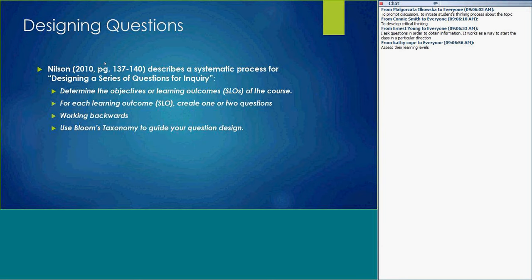What we do is ask ourselves a question: what do we want students to know or to be able to do as a result of participating in this discussion that we're going to be holding? Another area, he said, is for each of these learning outcomes, these SLOs, create one or two questions. And what this will do is provide students with an opportunity to demonstrate attainment of that SLO. Sometimes, you know, we talk SLO and student learning outcome in class as instructors, but I'm not so sure students really understand exactly what that's all about.